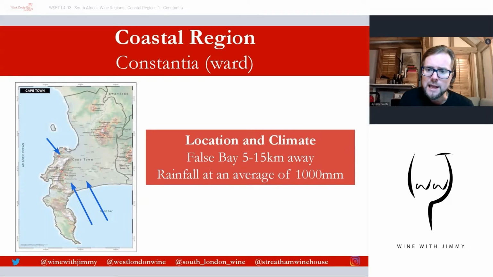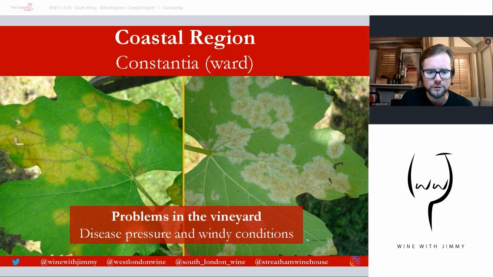Now, rainfall is relatively high at an average of about 1,000 millimeters, though this will vary across the board. Constantia Royale receives about 900 millimeters per year, whilst Eagle's Nest and Buitenverwachting reach about 1,200 millimeters per year, but it's roughly at an average of around 1,000. Now, there is moisture, there is humidity, there is rainfall here. So the biggest issue centers around disease pressure. Luckily, there are the winds that come along that can alleviate that a little.